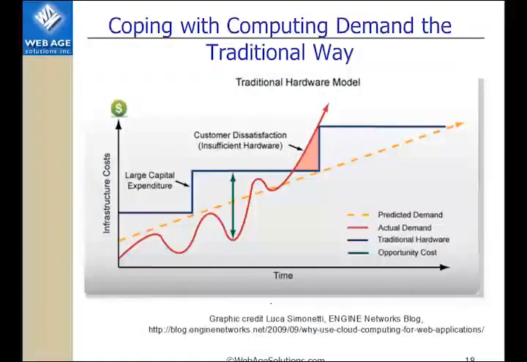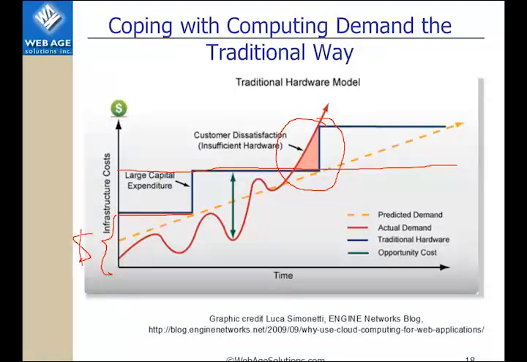So that's how you would be coping with the computing demand in the traditional way. No matter how accurately you provision, there would be a spike of user activity, that actual demand, that red arrow, which goes above that provisioned capacity. That results in user dissatisfaction, lost business, and overall bad reputation. So no matter how effective you are in provisioning, those are your investments in dollars, right?